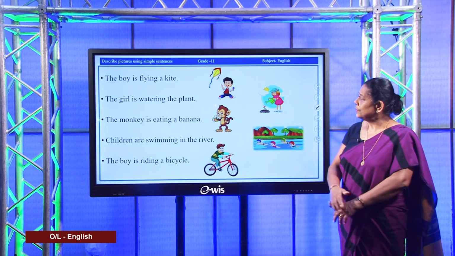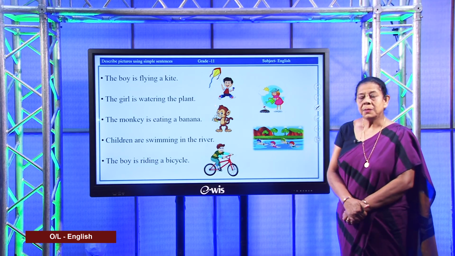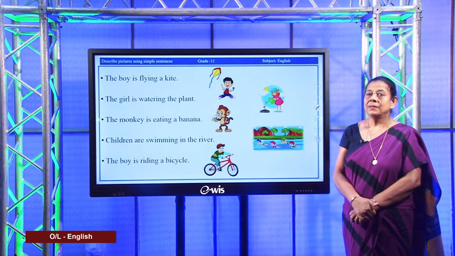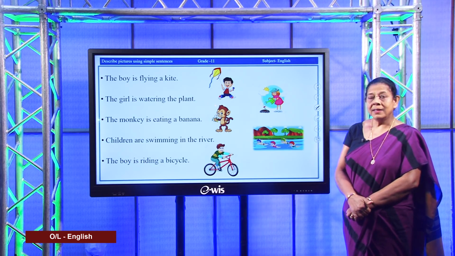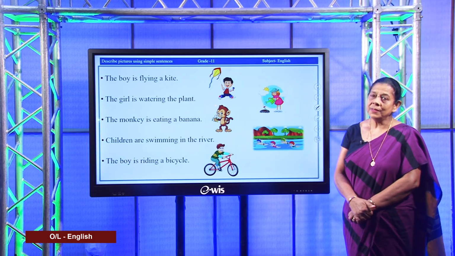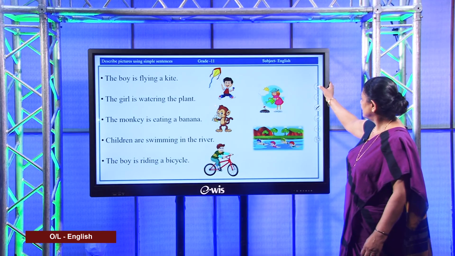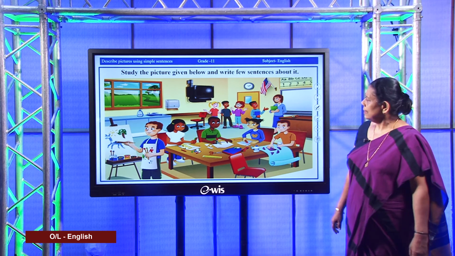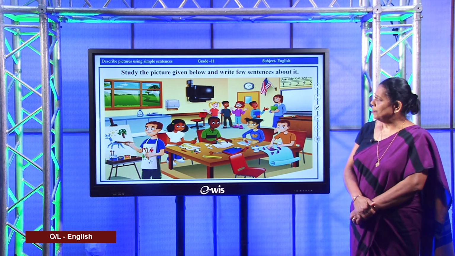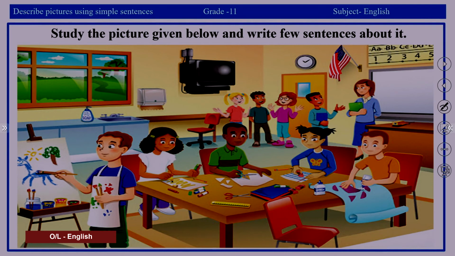So how are we going to describe what people are doing in the picture? We have to use the ing form with the helping verb. Is flying, is watering, is eating, are swimming, is riding, right? Yes. Look at the picture. Study the picture given below and write 5 sentences about it. Now look at the picture.